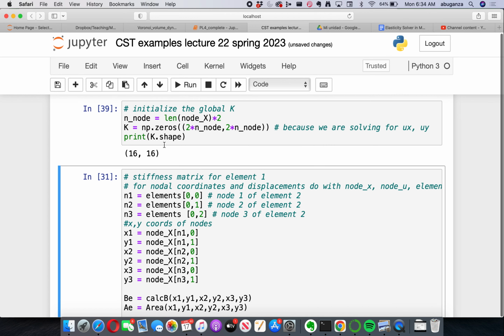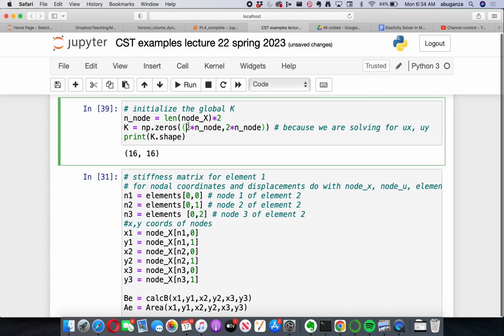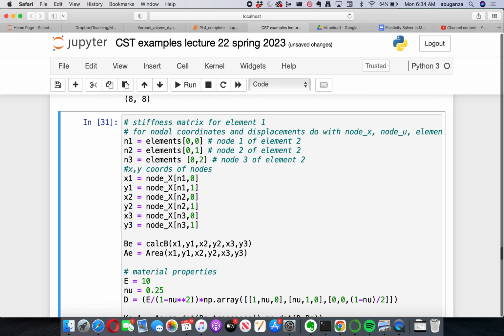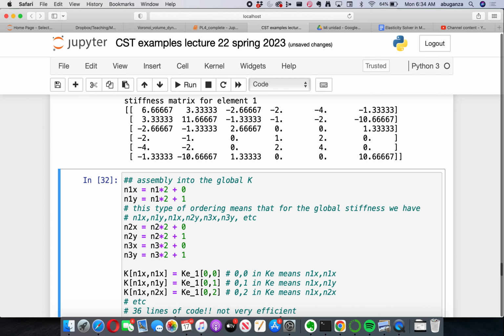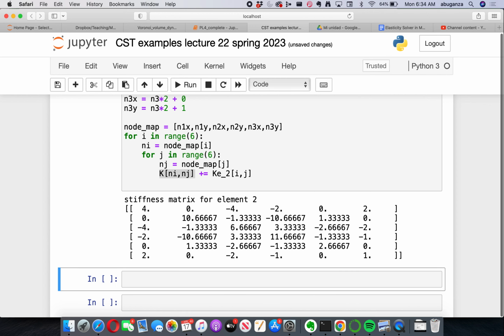Sixteen by 16. Where did I... Oh, zeros. It should, but this should be... Oh, sorry. Why did I multiply here by 2? It should just be like that. Okay, so now it should be correct.